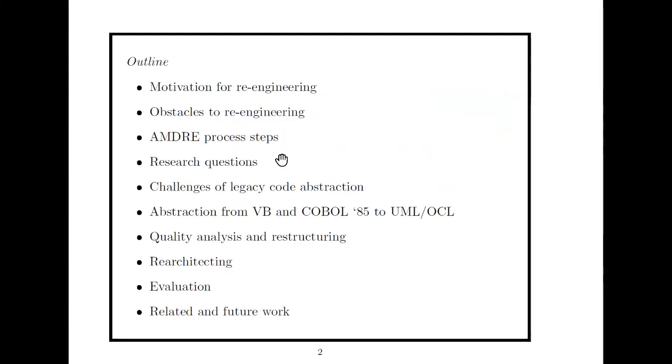So the outline, quickly: the motivations for re-engineering, the obstacles, and our AMDRE process steps. We're going to go through the research questions and the challenge of legacy code abstraction. We are also going to demonstrate the case studies, the abstraction from VB and COBOL to UML and Object Constraint Language. Also we'll see how we have maintained the quality analysis and restructuring, re-architecting, and then the evaluation of our case studies. And finally, we are going to present the related work and how our work is distinguished.